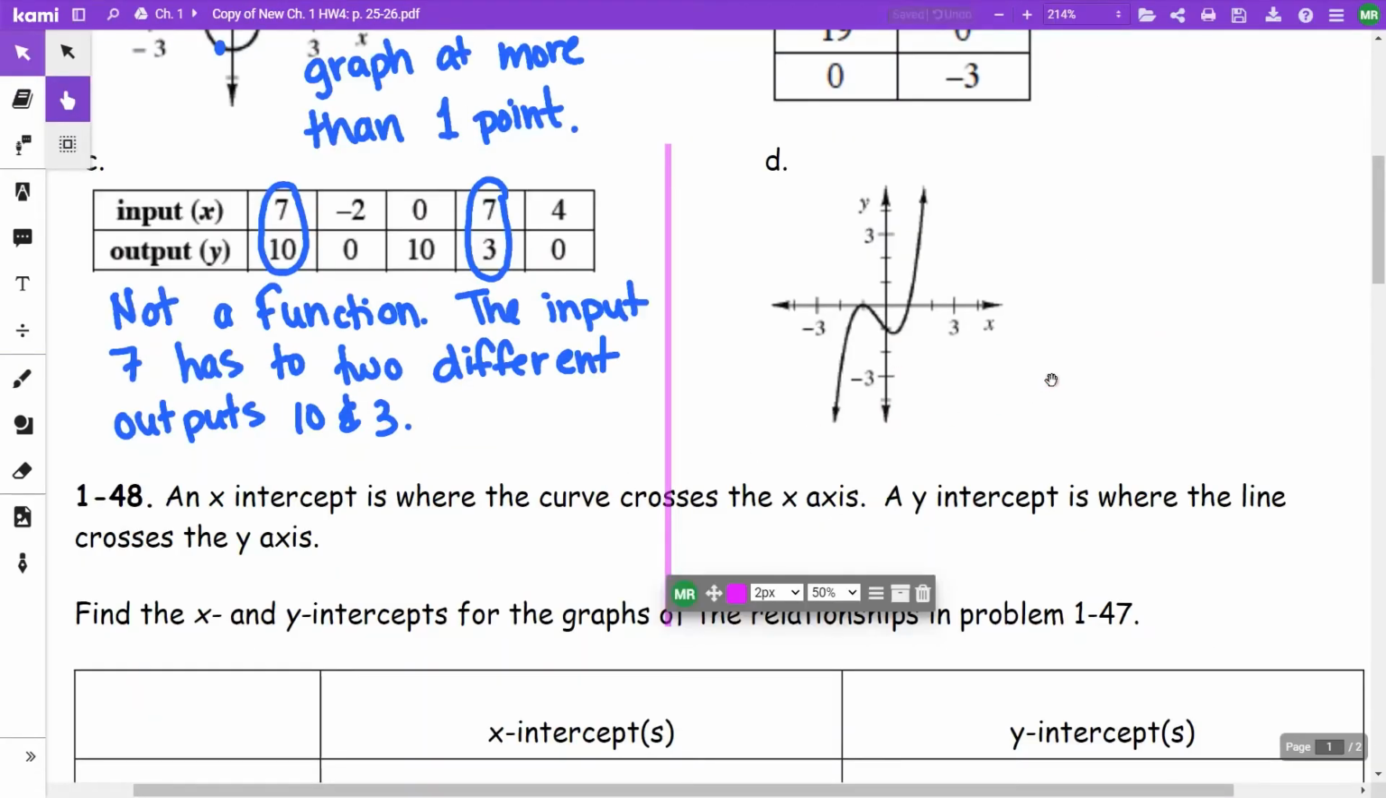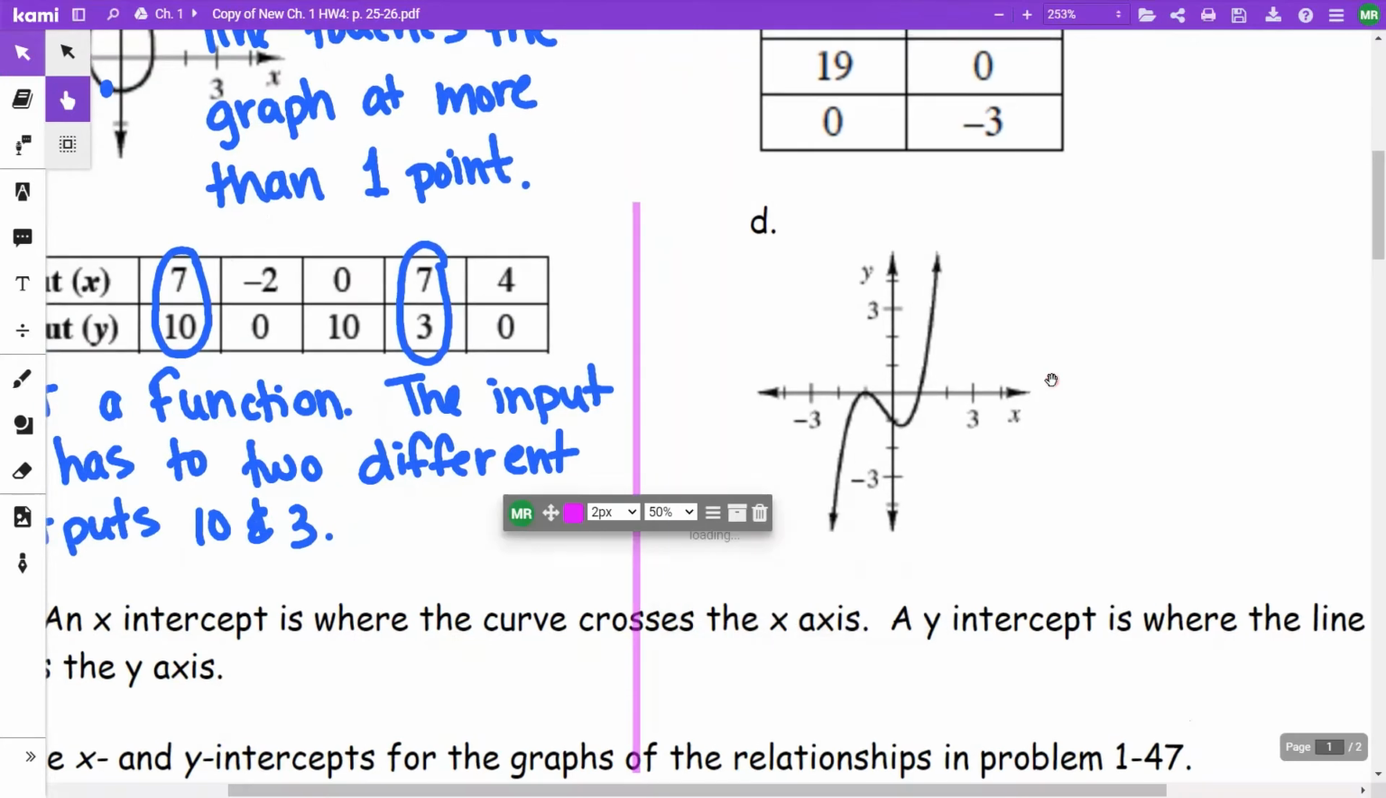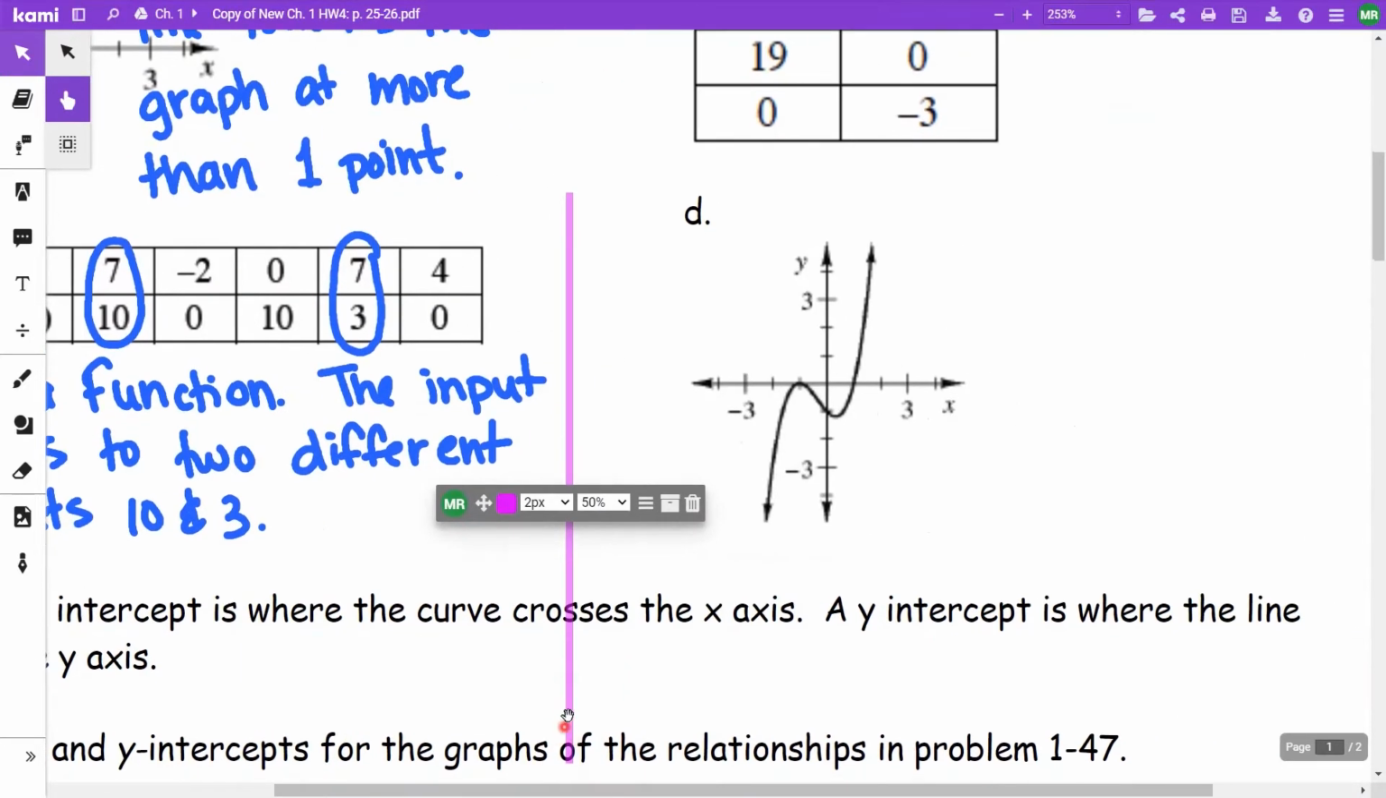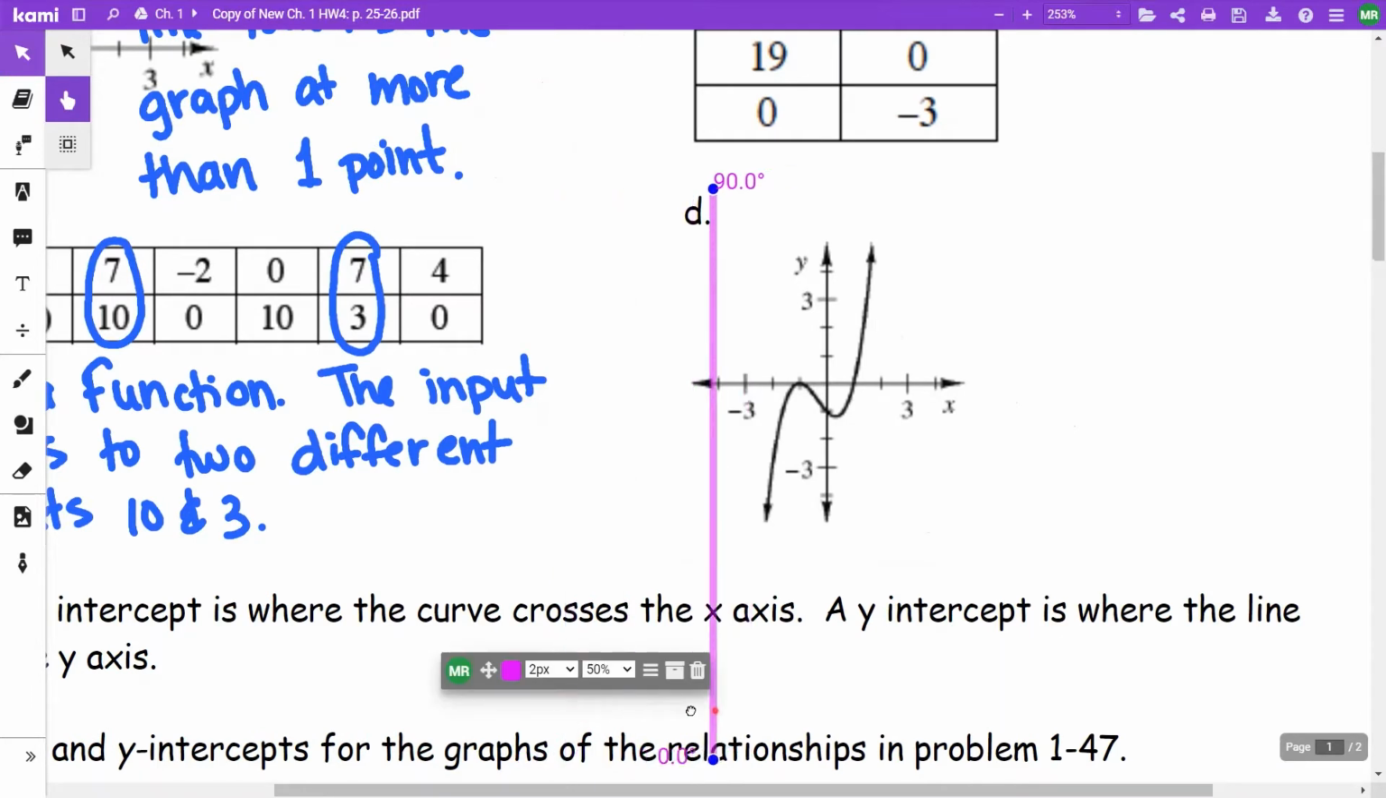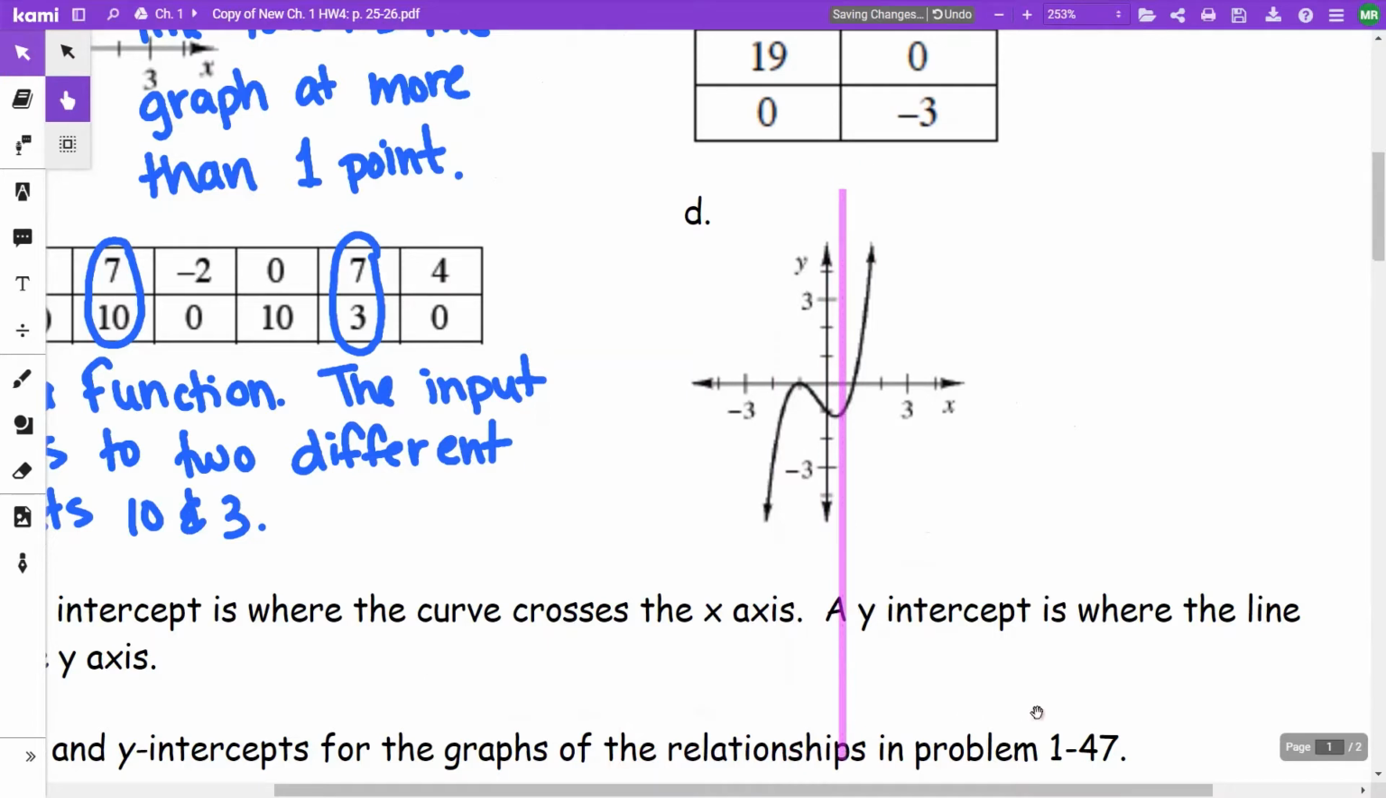So on letter D, which is a graph, again, I'm going to use the vertical line test. I'm going to grab this vertical line, and everywhere I move this vertical line across this whole entire graph, if anywhere it touches more than one place, it's not going to be a function because that x has more than one output. But no matter where I put it, it's always going to only cross once. So function by vertical line test.